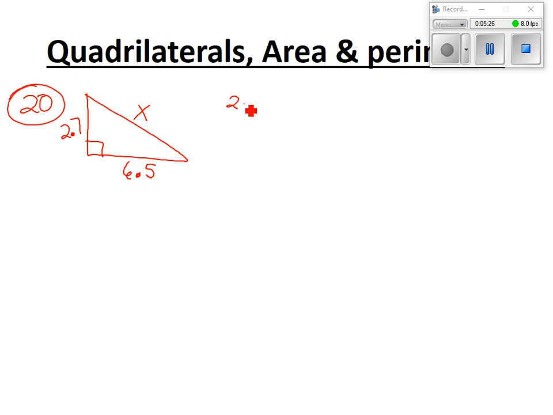2.7 squared plus 6.5 squared. And that equals 49.54. Then you square root that, and that will be 7.04.